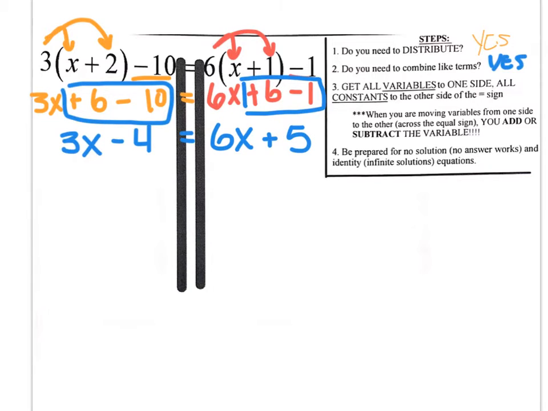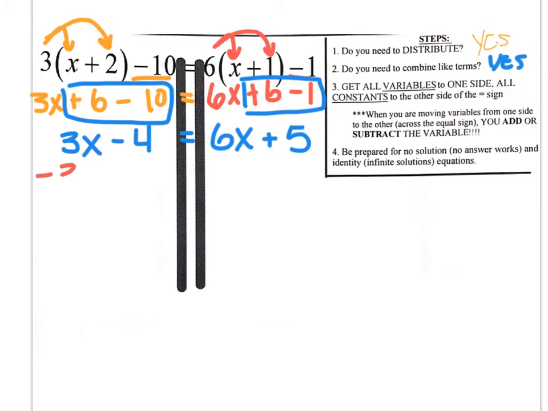Alright, our next step is we need to get all variables to one side and all constants to the other side. In this problem, I'm going to choose to move my 3x over to the right-hand side, because when I do that, it's going to leave my x's positive, and that really makes life a lot easier. You could choose to move the 6x to the other side, but when you do that, you are going to get a negative variable. You could also move the 4 or the 5 first, but that's really up to you. But I am going to choose to move my x's first.